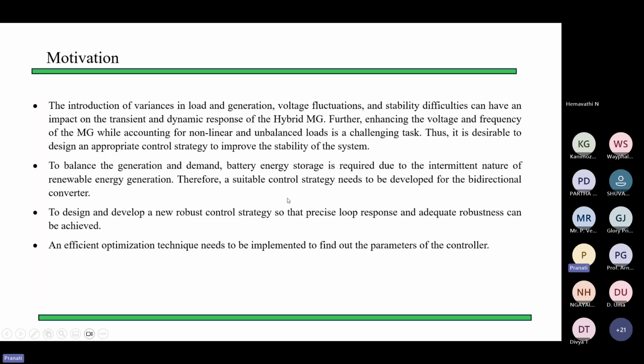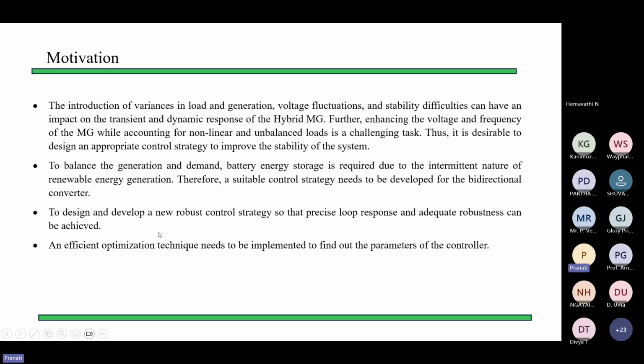A suitable control strategy needs to be developed for the bidirectional converter. When we have the battery energy storage system, we need a bidirectional converter which can work either in buck mode or in boost mode depending on the application, which we can see while going through this PPT and our simulation.